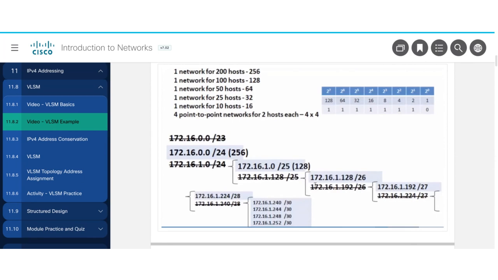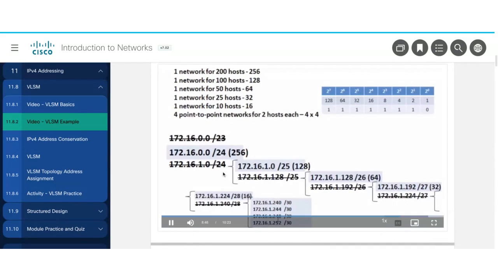The 172.16.1.128 subnet /26 is good for 64 hosts. And the 192/27 subnet is good for 32 hosts. The 224/28 is a 16-host subnet. And then the last four subnets, /30 each, 240, 244, 248, and 252, are good for 4 hosts each.